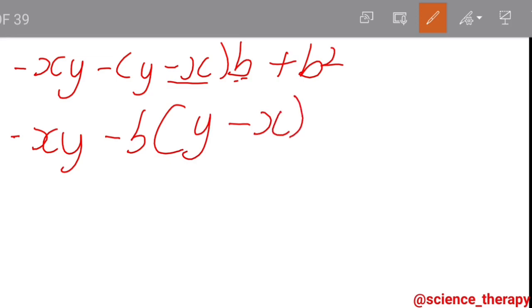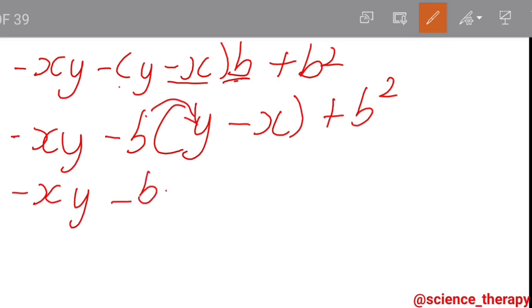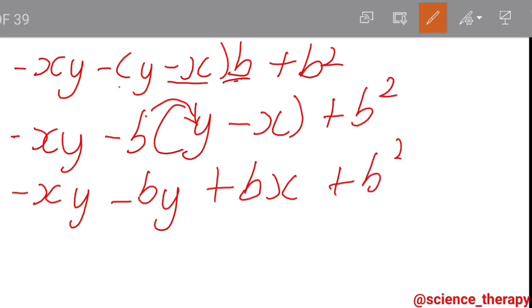So now remember, this is the same, having that negative here and b there. You can just bring the b to this side and now you have negative b. Then plus b squared. Now let's try to solve this one. We have negative xy and then negative b multiply into the bracket, you have negative by, and then negative b times negative x, you have now positive bx and then plus b squared.